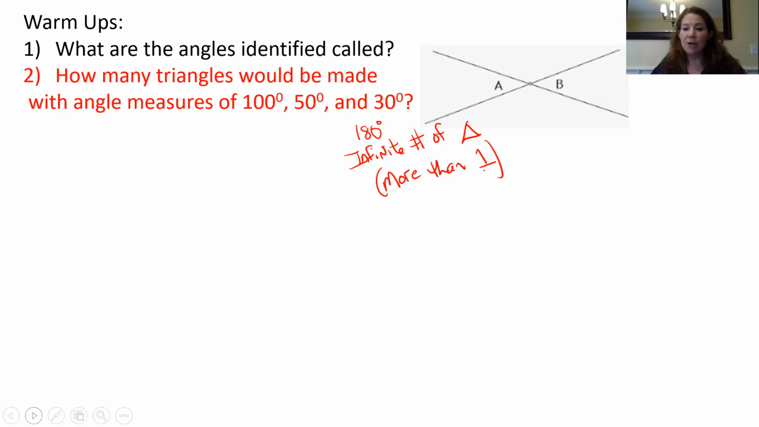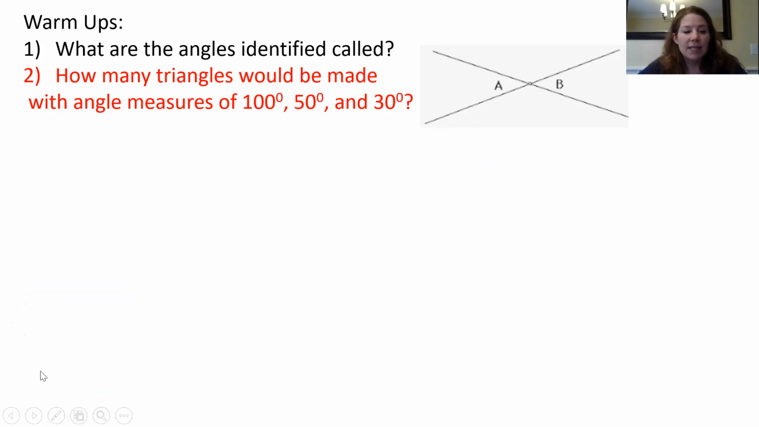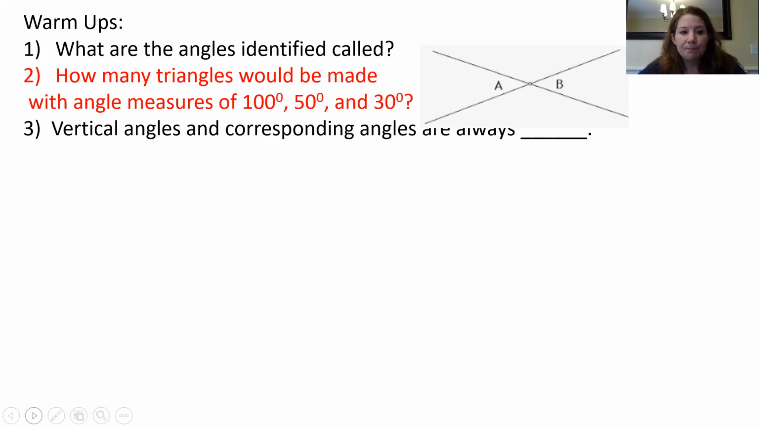Yep, so as long as those angle measurements add up to 180, you can make a tiny triangle, a itsy bitsy triangle, a medium triangle, a huge triangle. But if we're talking about side measurements like 3 inches, 4 inches, and 5 inches, that's set in stone. You can't change the size of 3 inches. So the answer would be exactly 1 based on the triangle inequality theorem.